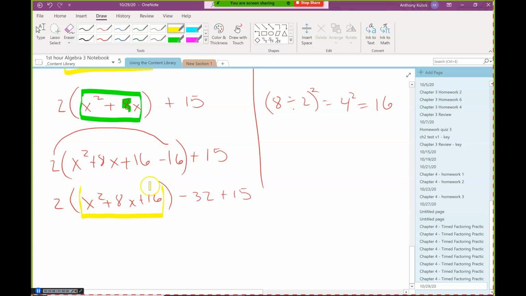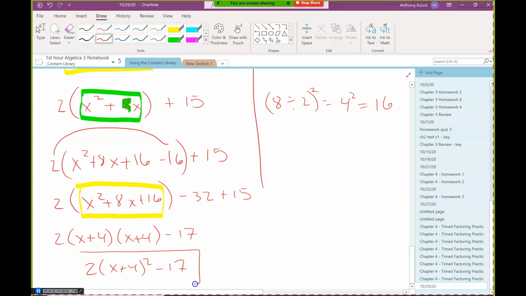Now, if I look at this, I can factor this. So 2 things that multiply to give me 16 and add to give me 8 are 4 and 4. Negative 32 plus 15 is negative 17. And then I can rewrite x plus 4 times x plus 4 as x plus 4 squared. And I'm done. So that one had a little bit of extra algebra to deal with because of that leading coefficient floating around there, right? But not so terrible. Let's do one more like that, and then we can move on to the next topic. Okay?